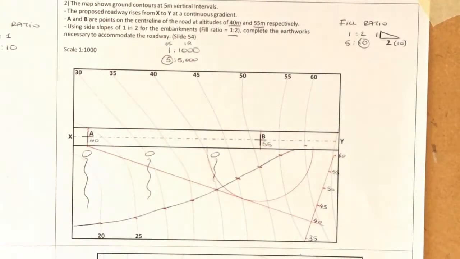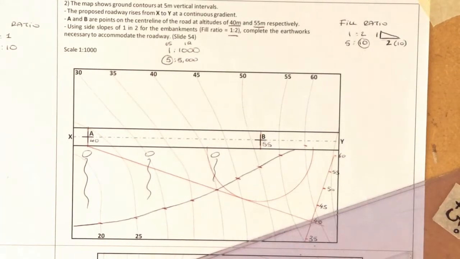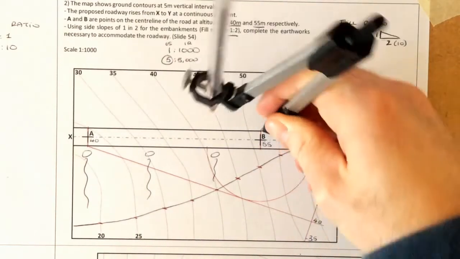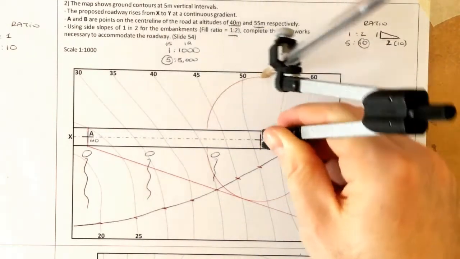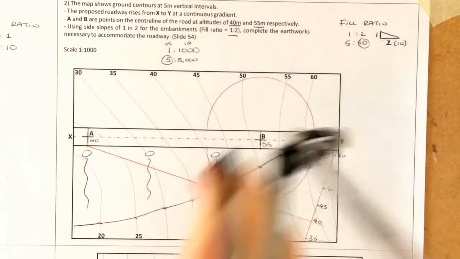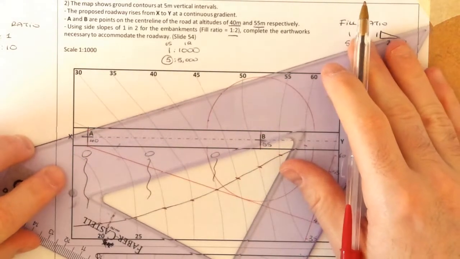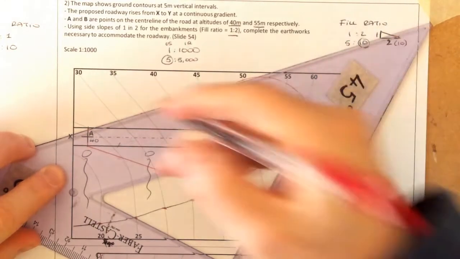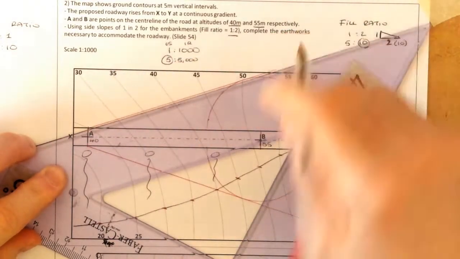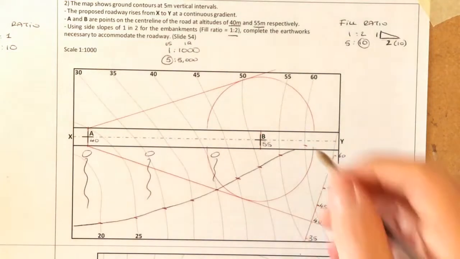So there is the earthworks done on the southern side of the road. Now once again I'm going to do the exact same process, only this time completing it on the northern side. So once again applying my fill cone. Has a radius of 30. Construct my tangent. That tangent is at a distance of 40.